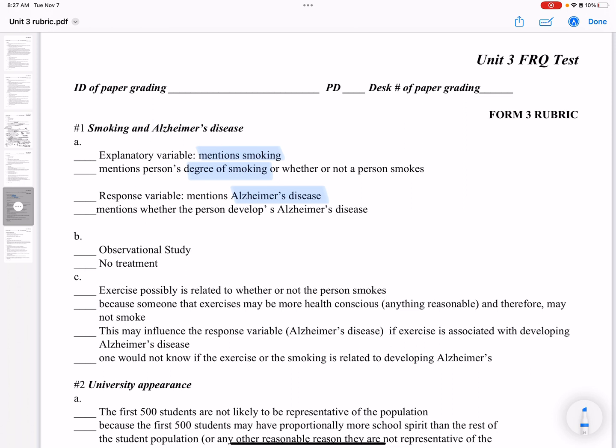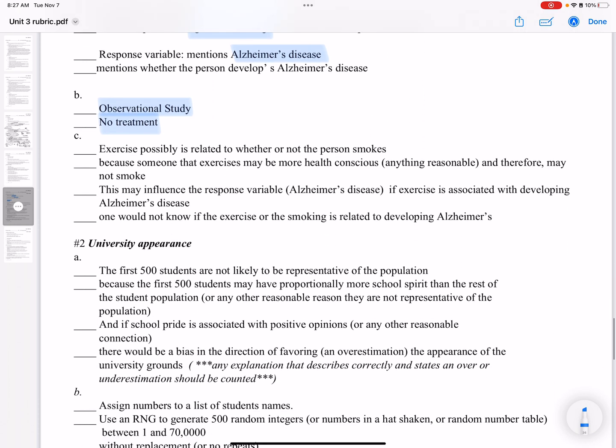All right. Part B asks if it's an observational study or a treatment. You need to say observational study, and the reasoning is because there is no treatment. And that's all you have to say. In, out, done with that one. Okay, and then exercise status was mentioned in the article as a possible confounding variable. Explain how exercise status could be a confounding variable in the study.